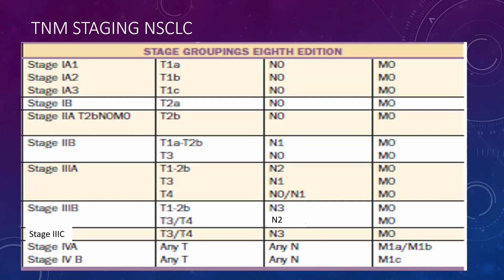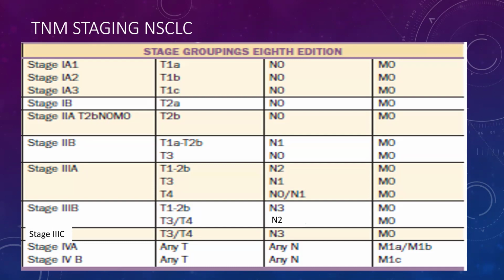Your stage 3A can either be T1 to 2B N0 M0, or T3 N1 M0, or T4 with N0 or N1 M0. Those will also fall under 3A. Under stage 3B, you have your T1 to 2B, small tumor with N3 involvement, M0, or a T3 or T4 tumor with N2 involvement, that will also fall under 3B. For stage 3C, that's a T3 or T4 tumor with an N3 lymph node involvement.